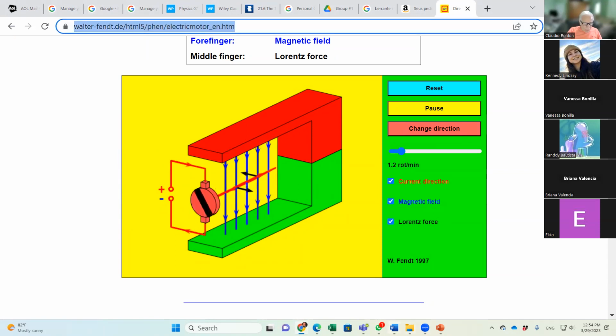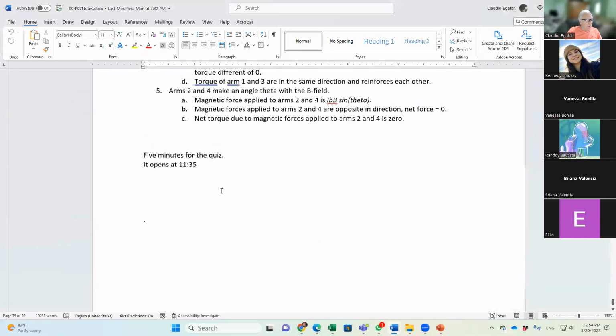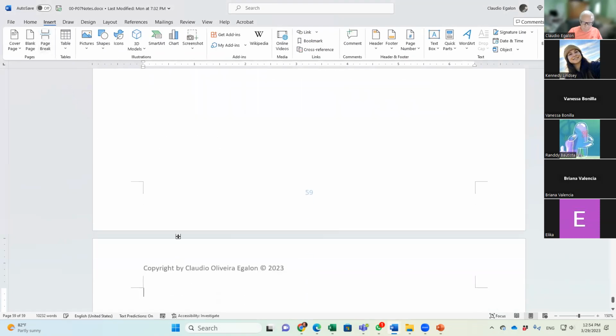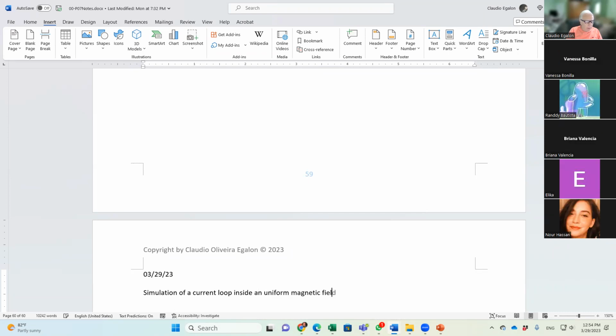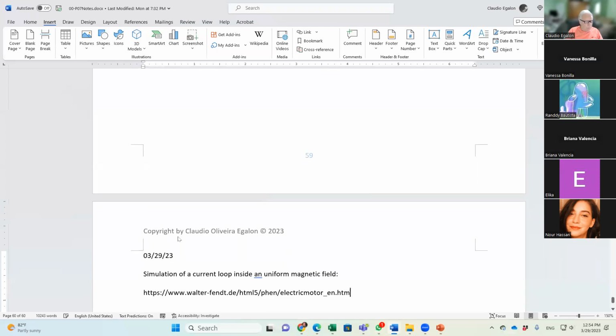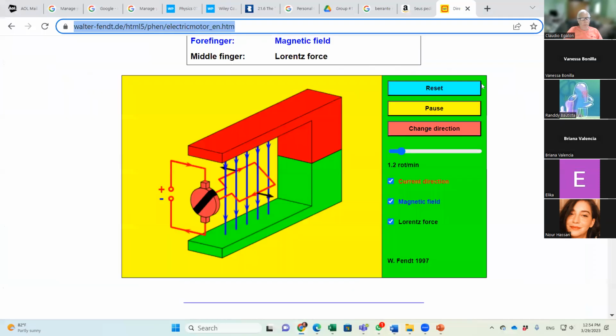And before we go further, I want to write down here the documenting of the simulation of a current loop inside a uniform magnetic field. Okay, so that's the one, and that's what we were doing before, right? We were doing this derivation.